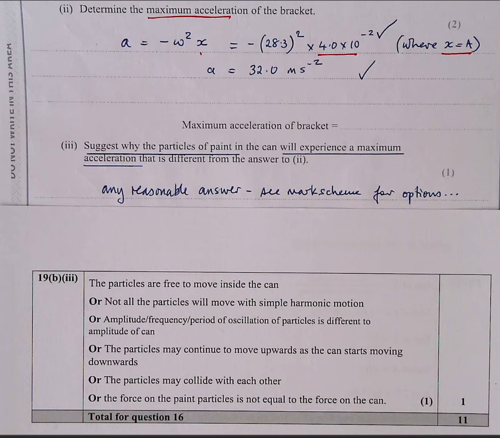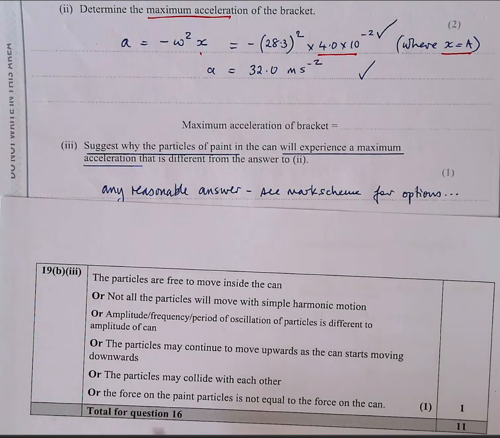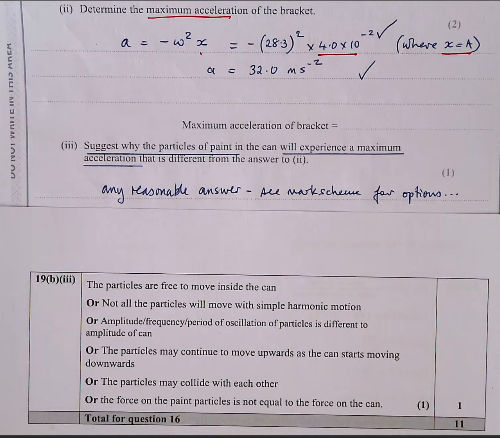So the first one says, not all particles will move with simple harmonic motion. The amplitude, frequency and period of the oscillations is different to the amplitude of the can. They're basically not connected, so there will be a difference in the motion of the free particles inside. So they said this one's good. The particle may continue to move upwards as the can starts moving downwards. Particles may collide with each other. Force on the paint particles is not equal to the force on the can. So anything reasonable gets you that 1 mark.